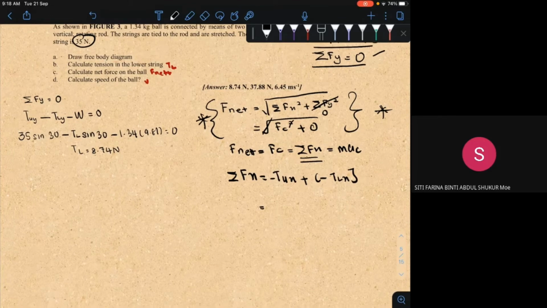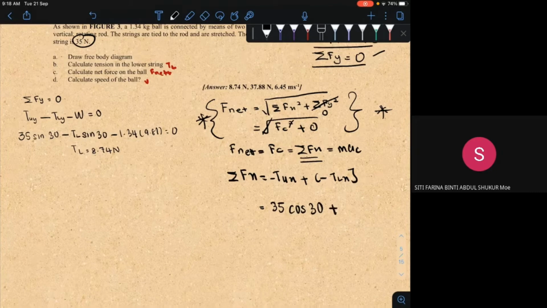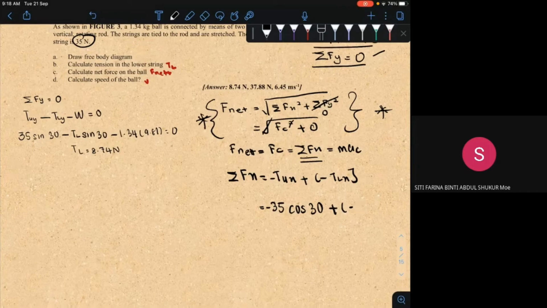You will get 35 cos 30 plus 8.74 cos 30 also.